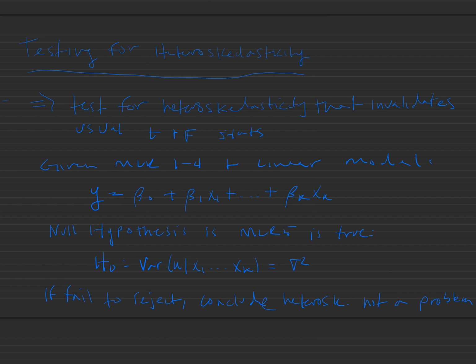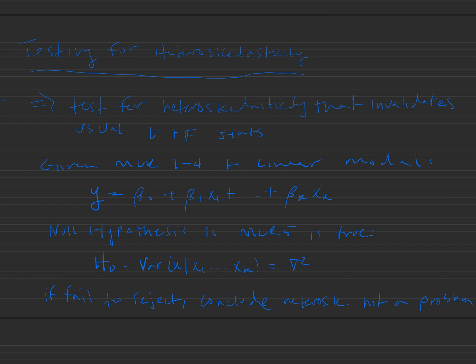The null hypothesis is that multiple linear regression 5 is true. That is, the null hypothesis is that the variance of u conditional on x1 through xk is sigma squared, a constant. If we fail to reject this null hypothesis, we conclude that heteroskedasticity is not a problem. Recall that we never accept a null hypothesis.